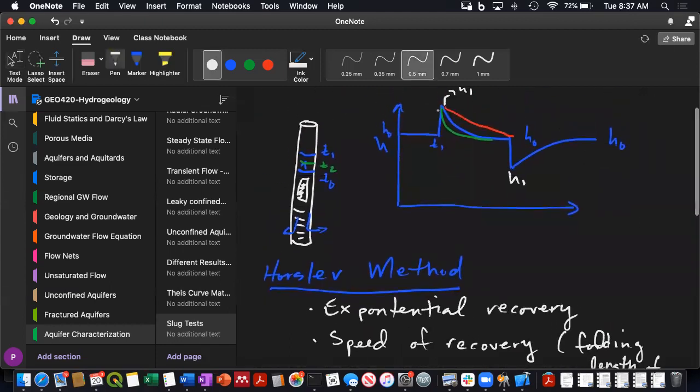So at any point here, H1 minus H0, this is my peak drawdown right here. And all I'm doing is normalizing the head at any point here, H of T, by this total distance here. So that means my drawdown ratio for a slug test basically always starts at one, all right? And then decays away down to zero.